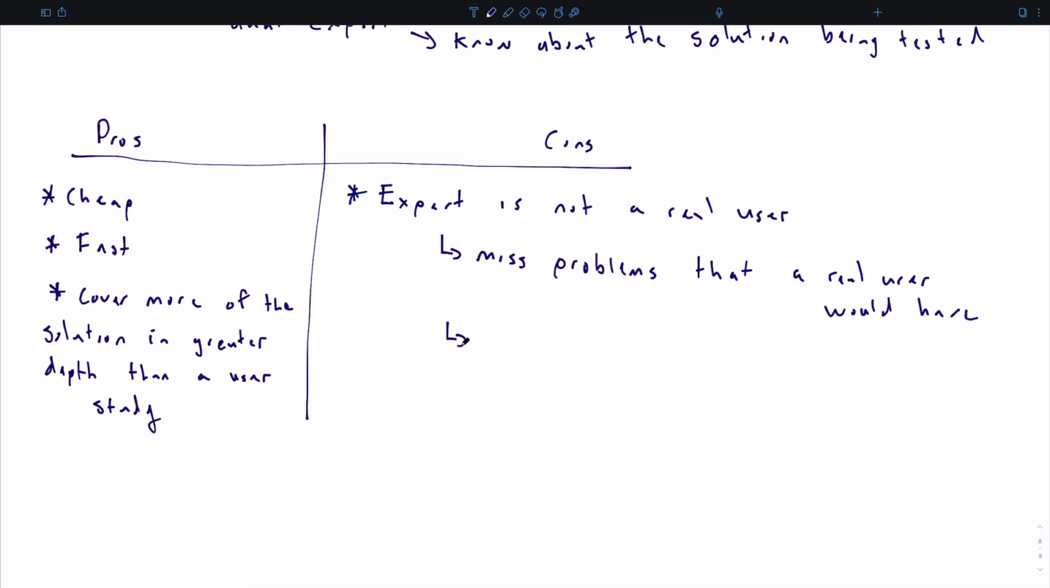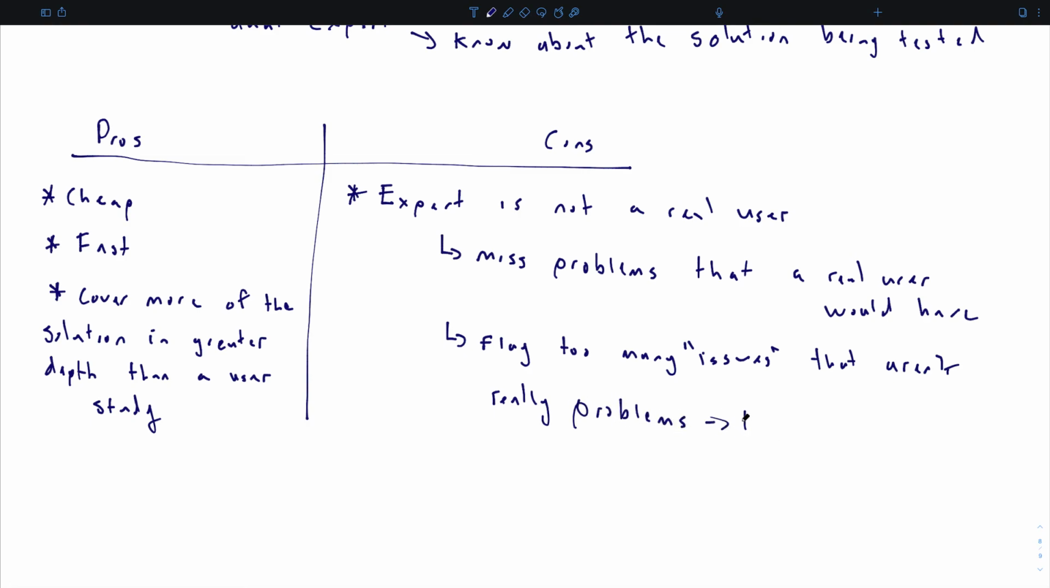There might be a whole bunch of issues that they flag that aren't actually really issues. Now, generally, that's not a problem. You can fix everything, but it takes time, right? And so if they're flagging a whole bunch of stuff and it's not actual problems for your real users, then you waste a lot of time and money fixing things that didn't need to be fixed. So I'll put issues in quotes, so too many issues that aren't really problems. And so this leads to time and money to fix.